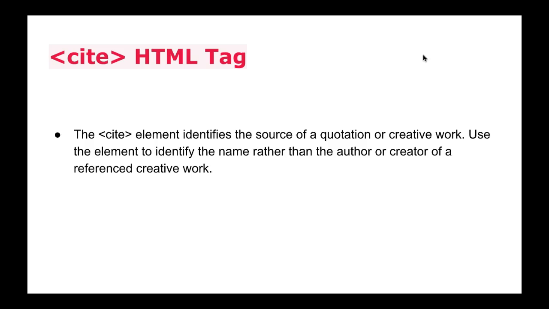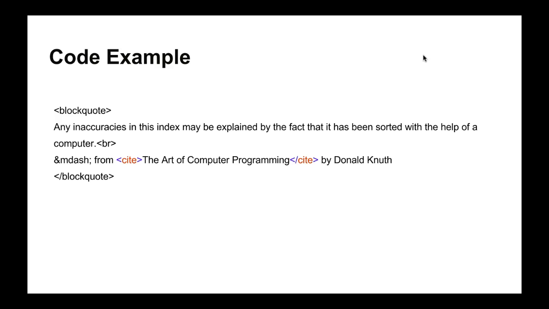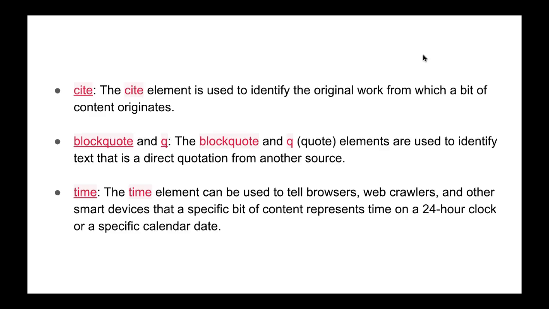Cite HTML tag. The cite element identifies the source of a quotation or creative work. Use the element to identify the name, rather than the author or creator, of a referenced creative work. This is the code example, and this is how it looks like. We already talked about them, and now we are going to talk about media type.